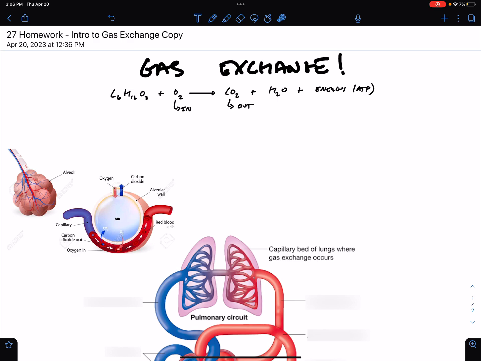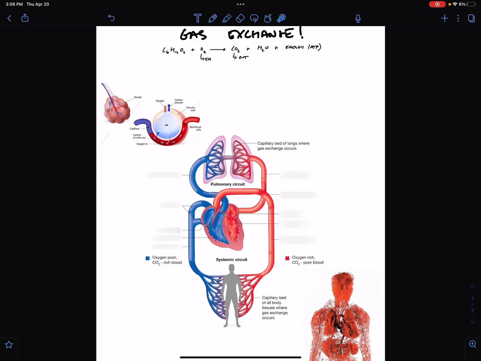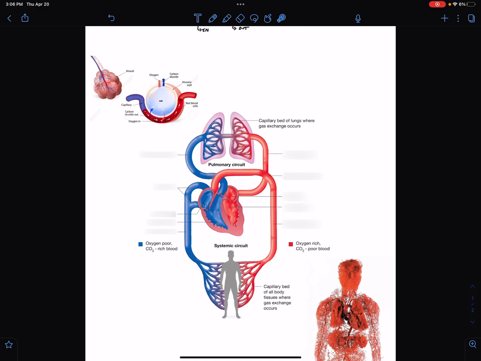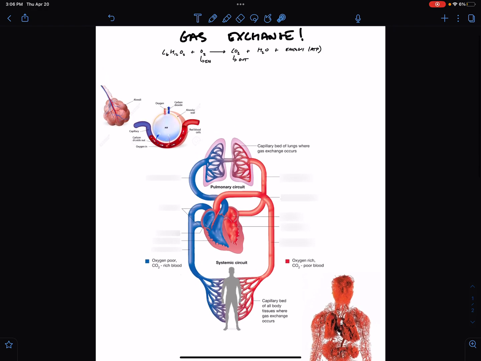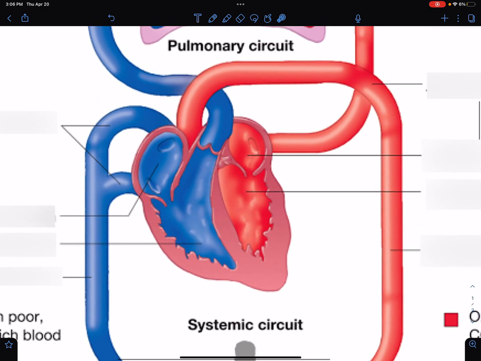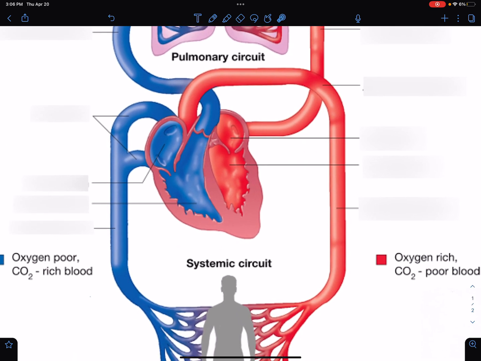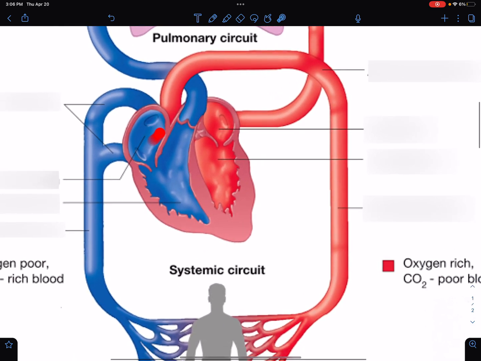So today we're going to be talking about how humans accomplish this task of exchanging gases, getting O2 in and CO2 out. And then next week we're going to do a little lab exploring what happens to our respiratory rate under different conditions.